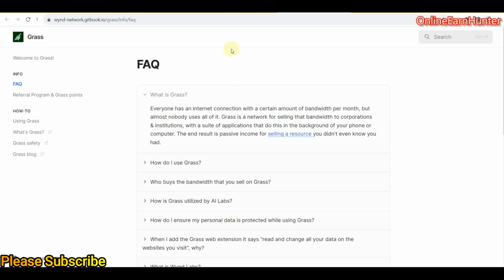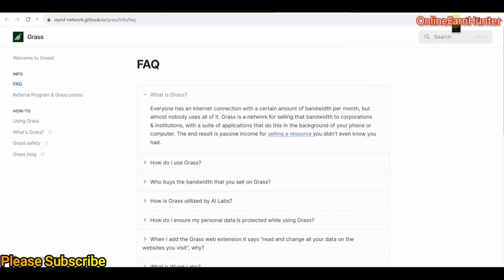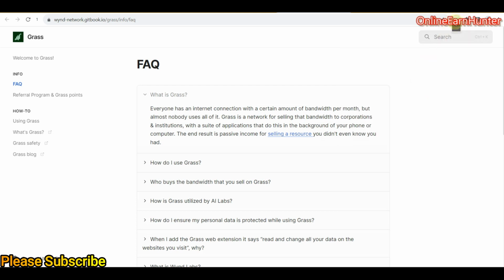If you have earned like 100,000 points, they'll be converted to 100,000 tokens, and it's totally free. All you have to do is install the extension. It won't even affect your normal working. You see, this is the extension. I don't know why it's disappearing all of a sudden, but you can see the extension here is connected.